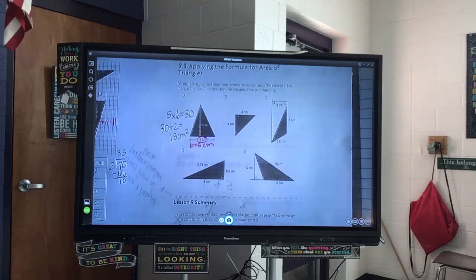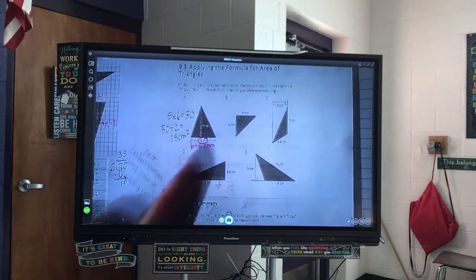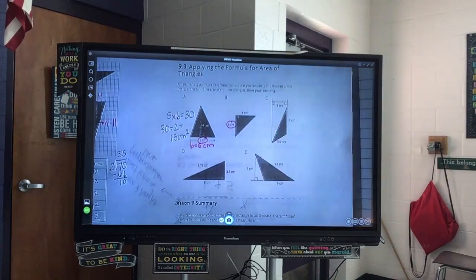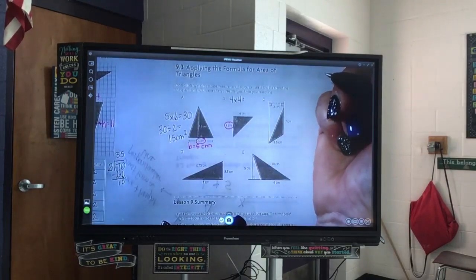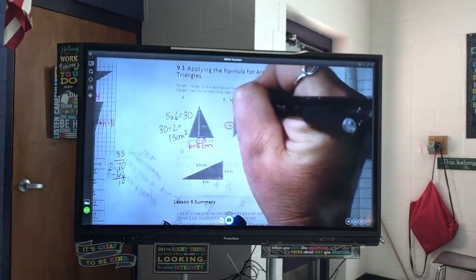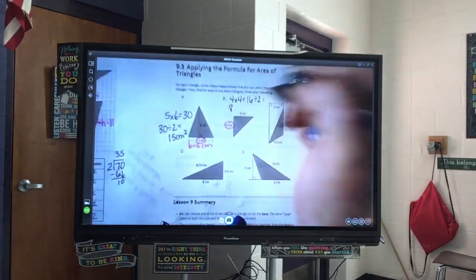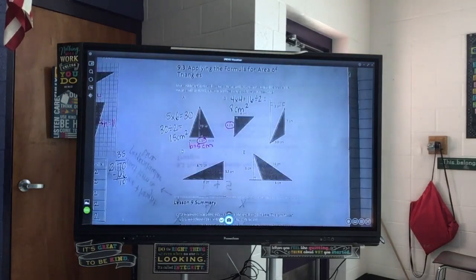Alright, so looking at B, which one are we identifying as the height? Zoe. On this side? Left side, yeah. Okay, so this is going to be our base. Zoe, walk me through how to solve this. Multiply 4 times 4, and 4 times 4 is 16, divided by 2. You get 8. Just 8? 8 centimeters squared. Perfect, and that's your answer. Awesome. Good job.